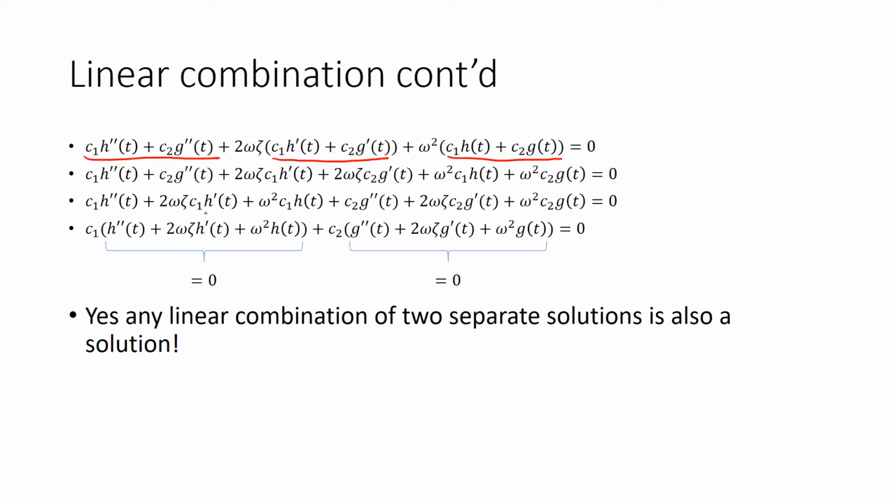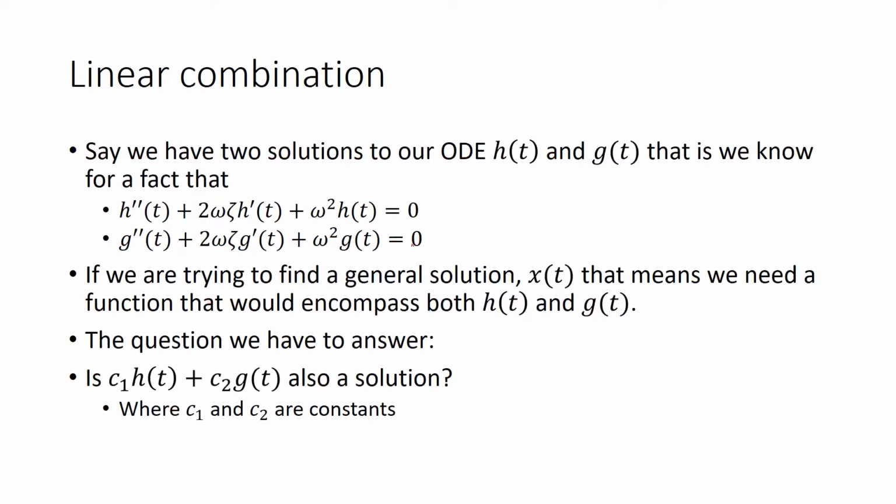We expand it out, and we put them together in their separate groups, and then we factor out the c1 and the c2. Well, we know already these things over here are equal to 0, so c2 times 0 and c1 times 0 are of course going to equal 0. So yes, any linear combination of these 2 separate solutions is also a solution, and that's really useful because, as I said, it helps us find our general solution over here.